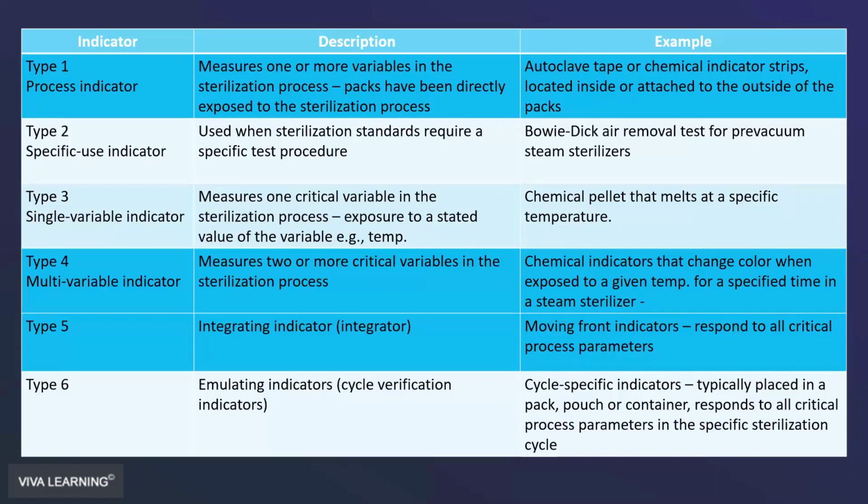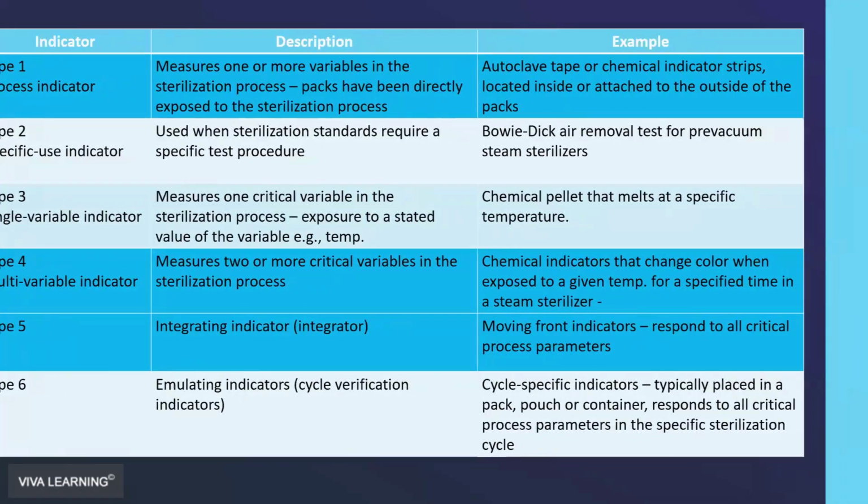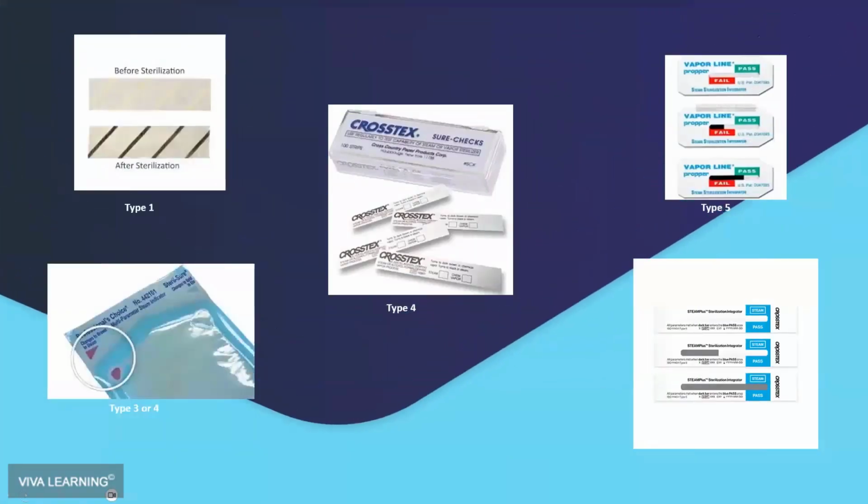So again, we use type 1, type 4, or type 5 indicators in our dental practices. So type 1 indicators, autoclave tape. The lines show up black when the items have been processed in the sterilizer, and that is a temperature indicator.